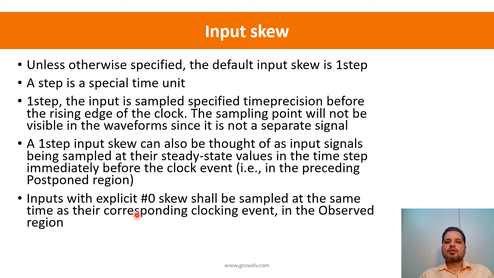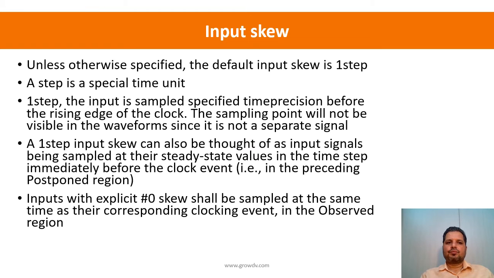We can also specify the input skew of #0, which would get sampled in the current sampling event's observed region, and it's generally not recommended to use #0 as your input skew, because that defeats the purpose of the clocking blocks. So what is recommended is that you either use the default one step or a non-zero delay for the input skew.